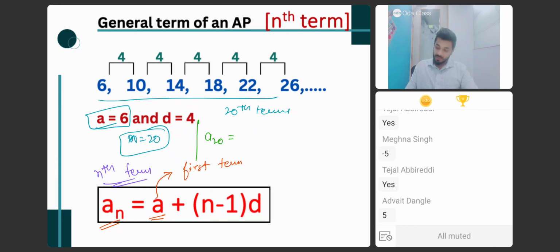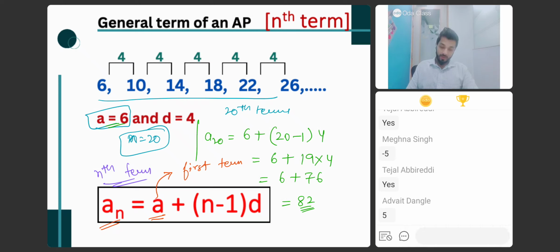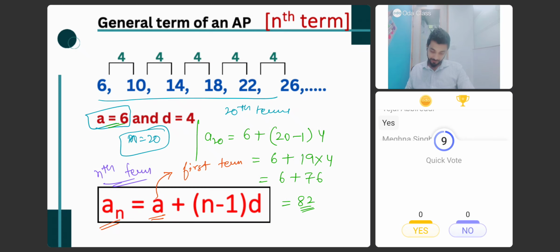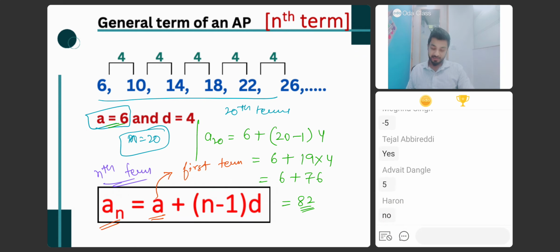a20 will be: a value is 6, plus n value 20 minus 1, times d value 4. So 6 plus 19 multiply 4. 19 multiply 4 is 76. So 76 plus 6 will be 82. Now tell me, guys, are you able to understand this? You need to memorize this formula for the time being. Formulas are there in maths, and if you do not remember the formulas, then initially you will find it difficult.